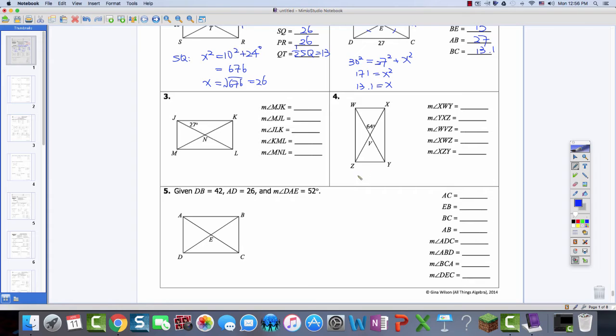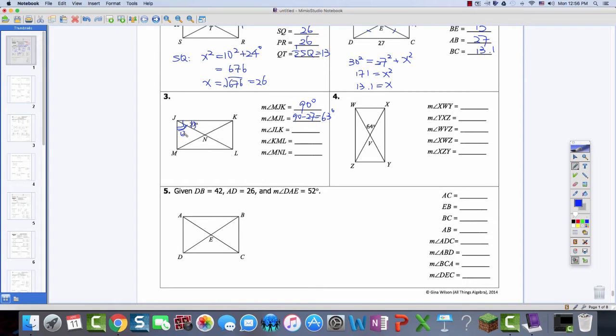Let's look at number 3. Number 3 is all about angles. So let's see. We're asked to find angle MJK. MJK is right here, and that would be a 90 degree angle. And MJL is this portion, right? If this whole thing is 90 degrees and here is 27, so this should be 90 degrees minus 27, which should give you 63 degrees.